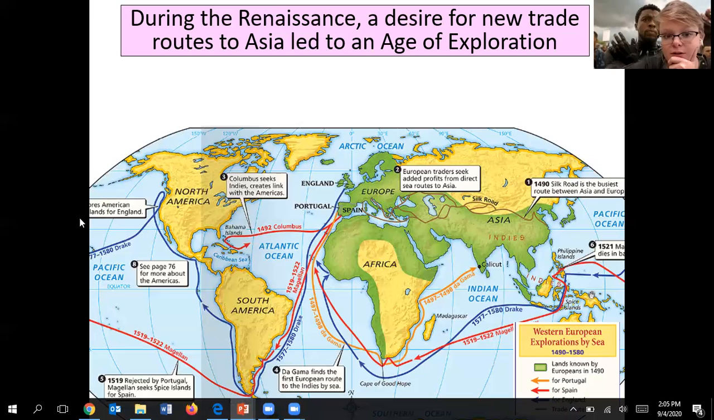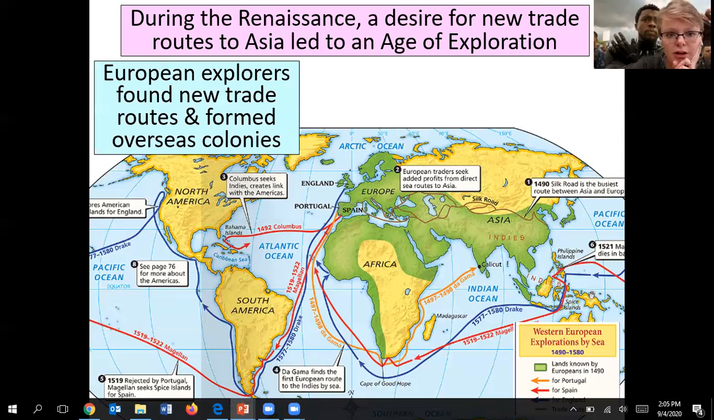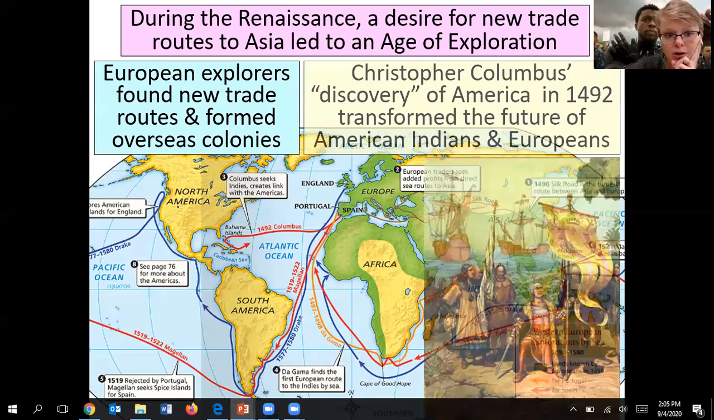The problem was he didn't realize there were these two gigantic land masses right here. So in 1492, Columbus sailed the ocean blue. And he ended up in what's today the Dominican Republic. And he called this the Indies because he thought he was over here. All right, European explorers found new trade routes, and they started forming overseas colonies.